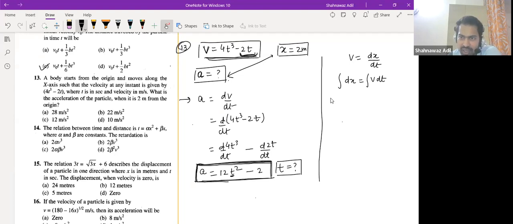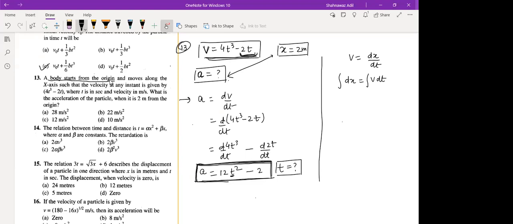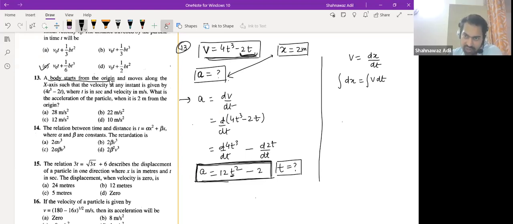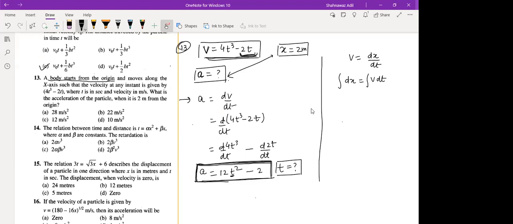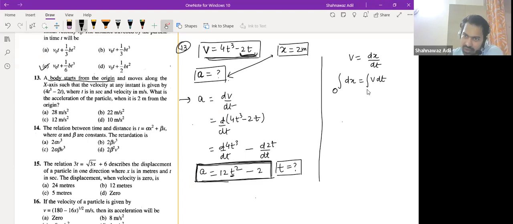Now tell me, what is the initial condition that you have? For time, what is the initial condition? And for distance, what is the initial condition? A body starts from the origin, so what is the initial distance? It starts from zero. So this is zero, right? And time is also starting from zero. Let's say this is S and this is T. Understood? Any problem in that?